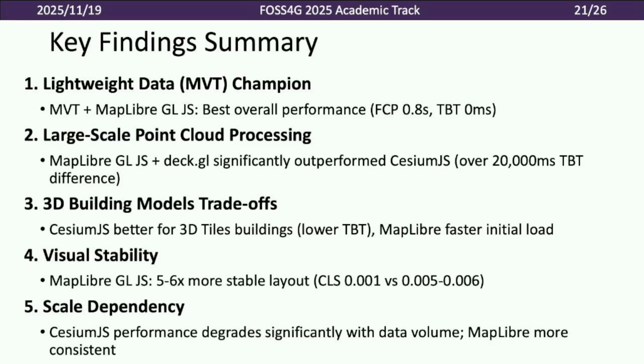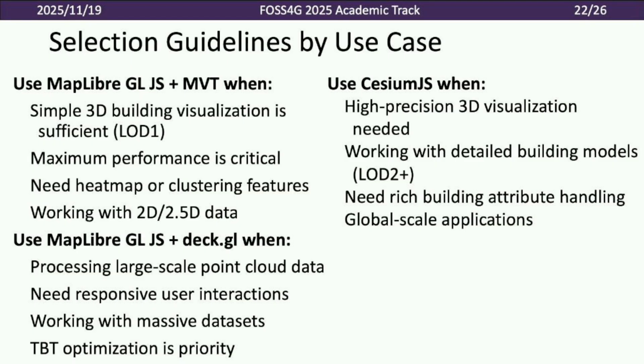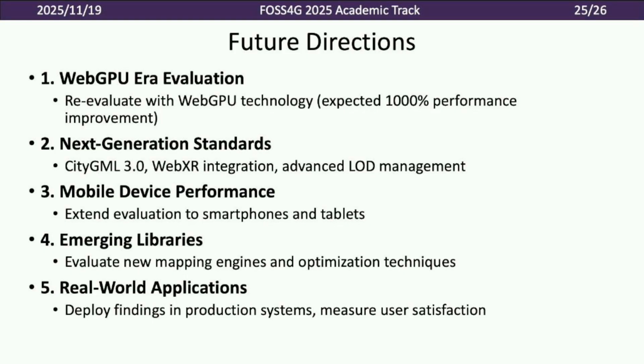The key findings in summary are here. First, lightweight data, MVT with MapLibre GL JS, is a clear champion, delivering the best overall performance with an FCP of 0.8 seconds and TBT of 0. Zero is a high performance display. Second, scale dependency: CesiumJS performance decreases significantly with data volume, while MapLibre is consistent. The future direction is here.